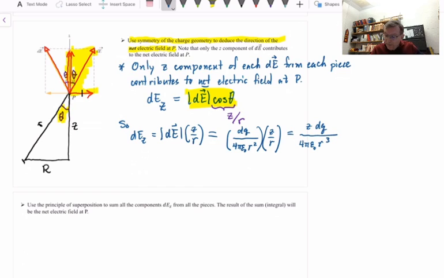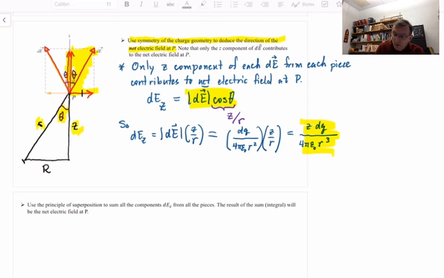And we've made that about as simple as we can. That's a symbolic expression for the Z component of the electric field from one little piece of the ring. Doesn't matter which one you think about, they're all equivalent. You need this distance Z times the amount of charge of the piece, dq, over 4 pi epsilon 0 times that distance cubed to get the Z component of dE. All right, now there's one more big step.